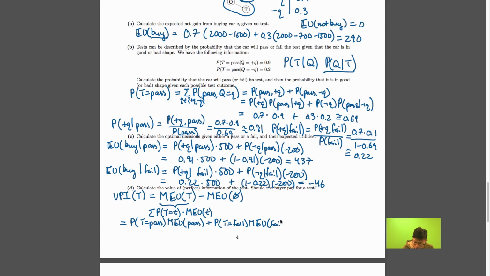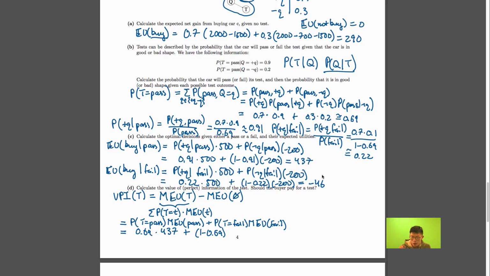OK, let me just correct that. So we computed these quantities. So right, we computed this as 0.69 times, OK, what is the maximum expected utility we could get if we knew that the test passed? So we already know that our two options for actions and their respective utilities are we could buy it and get 437, or we could not buy it and get an expected utility of 0. So in this case, the maximum expected utility that we could get is 437, right? We could maximize our expected utility by choosing to buy the car if the test passes. And the probability that the test fails is just 1 minus 0.69. And the maximum expected utility we could incur if the test fails is actually 0, right?